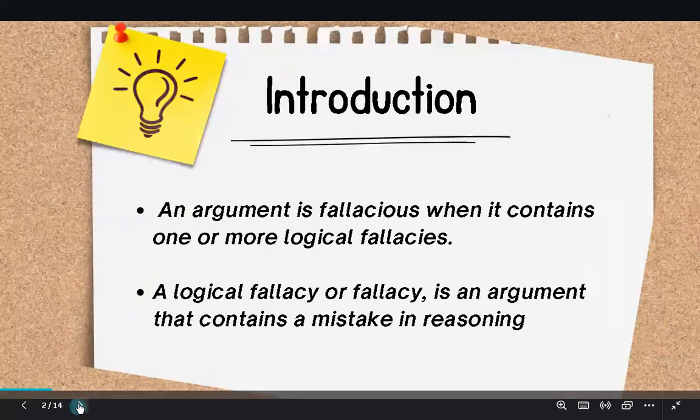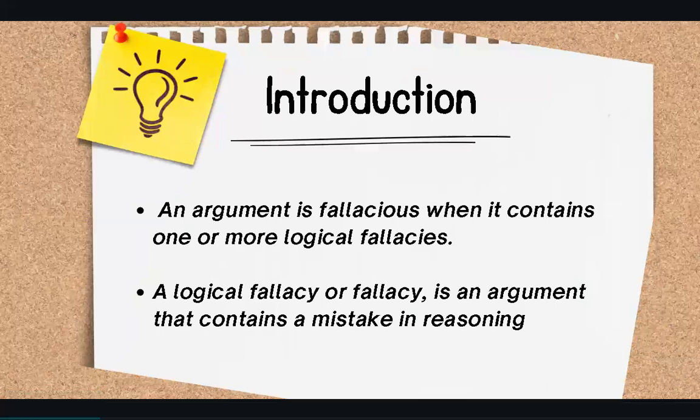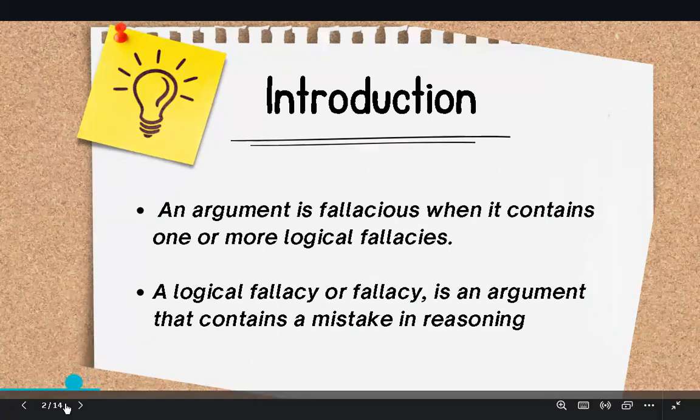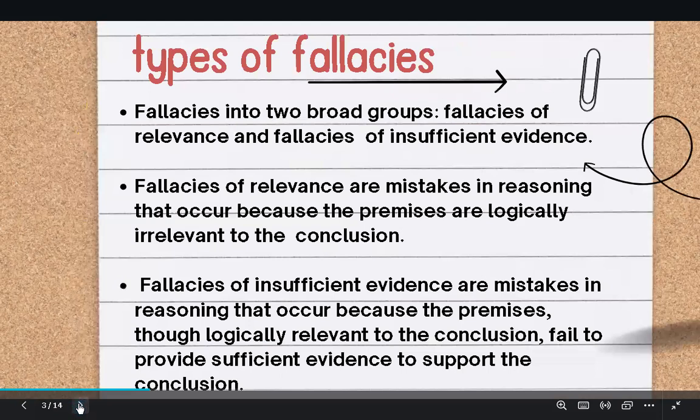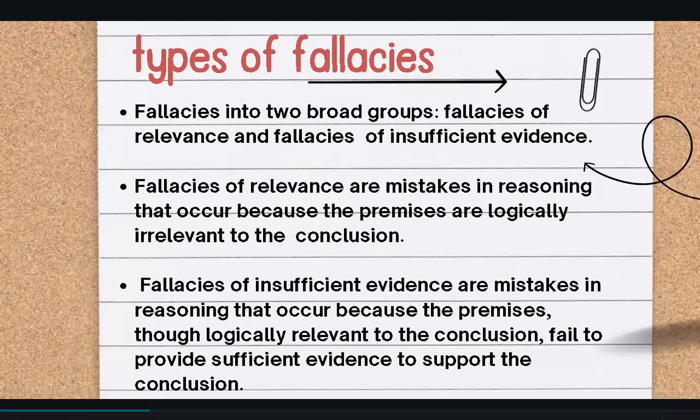Let's get started. First, a brief definition of fallacies and arguments. An argument is a fallacy when it contains one or more logical fallacies. And a logical fallacy, or fallacy, is an argument that contains a mistake in reasoning. There are types of fallacies we can see on the screen.